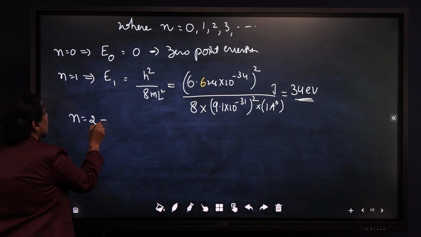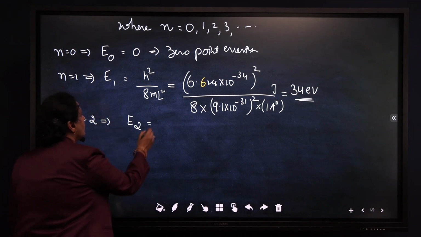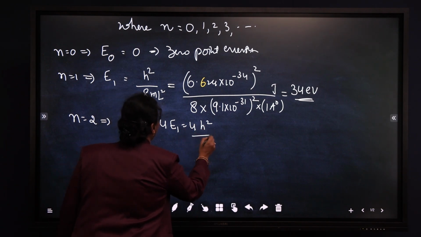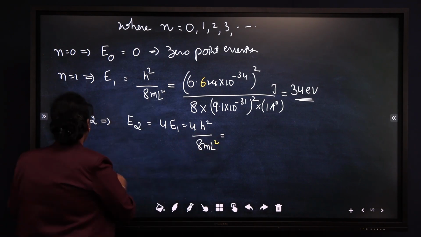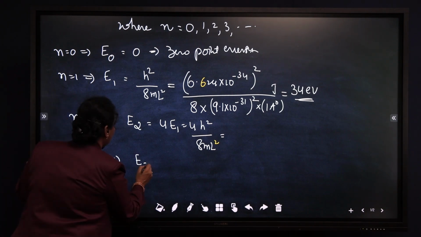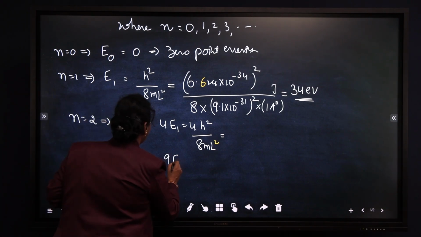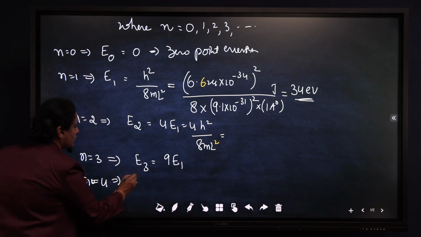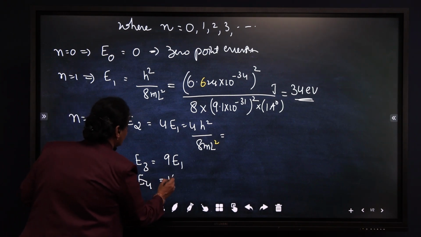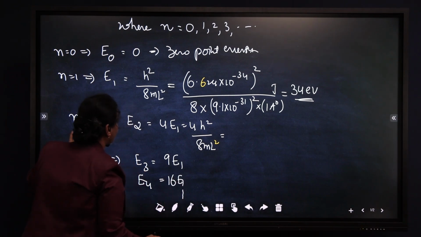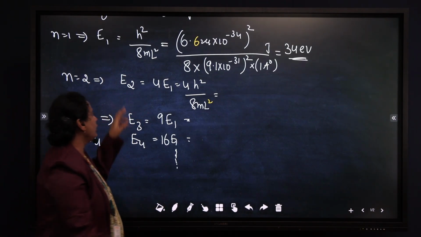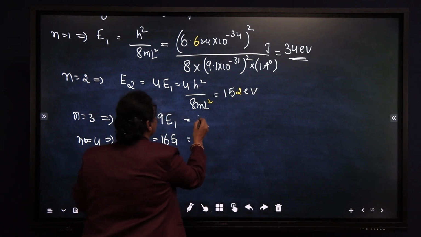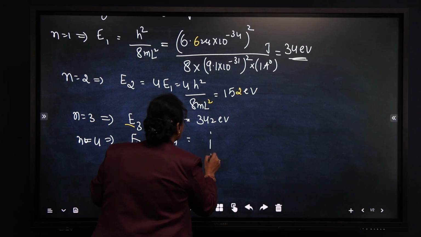And for n is equal to 2, E2 is equal to 4 E1, that is 4 h square by 8 ml square, and for n is equal to 3, E3 is equal to 9 E1, and for n is equal to 4, E4 is equal to 16 E1 and so on. After calculating, the E2 value comes out to be 152 eV and E3 is 342 eV and so on.